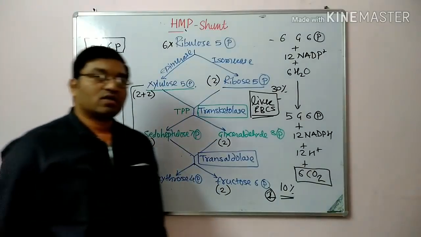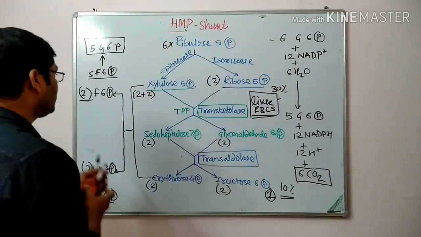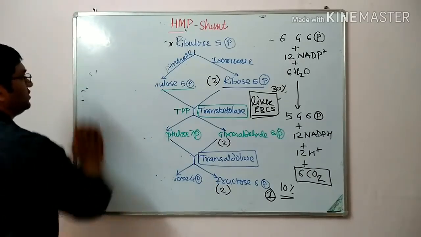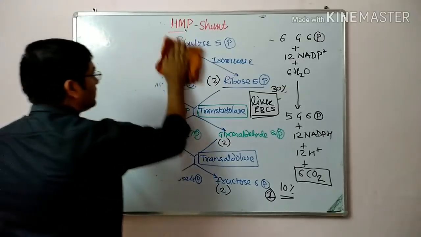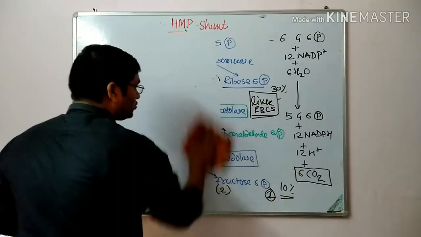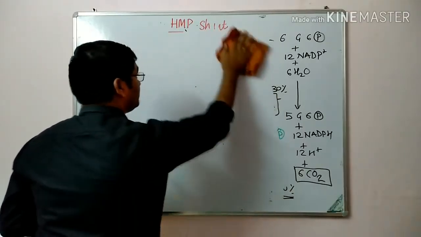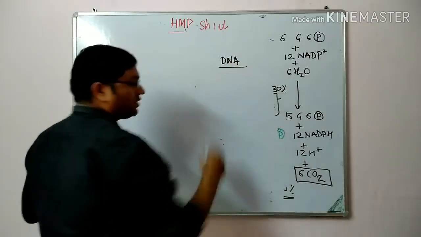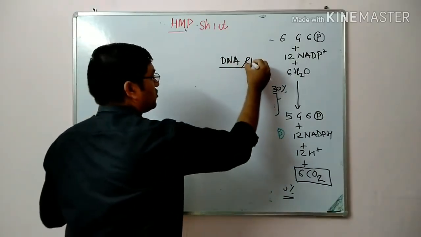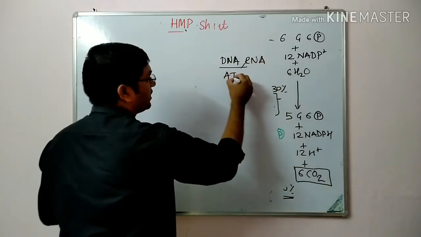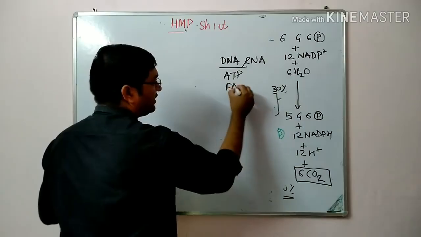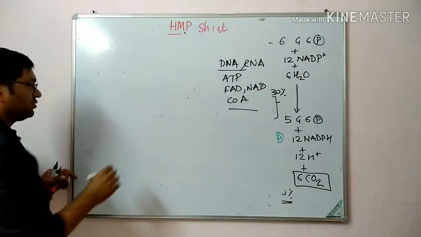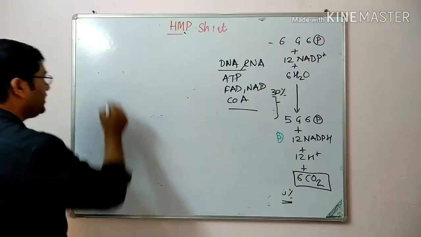Now coming to the importance of the HMP shunt. In the HMP shunt, you will get two important products. The first one is NADPH and the second one is the pentose sugar. So pentose sugar is utilized for DNA and RNA synthesis, and also for nucleotide synthesis. For example, ATP; it is also required for FAD, NAD, and coenzyme A synthesis.